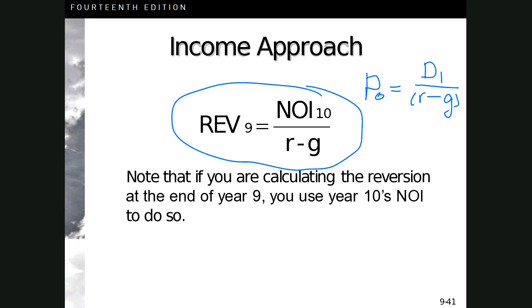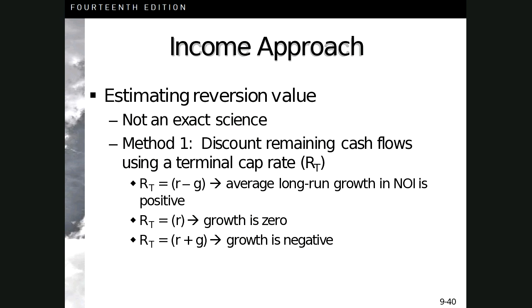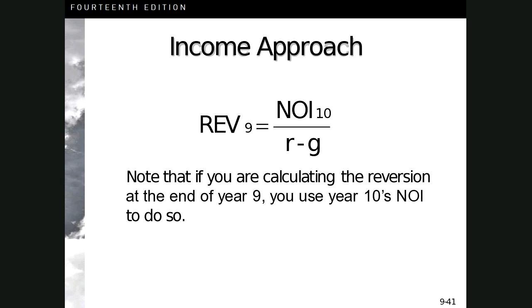I just wonder. Okay, so note that if you're calculating the reversion at the end of year 9, you use year 10's net operating income to do this. So this is one way, actually not an exact science, but this is one way to calculate the reversion value. Okay, yep, somewhat familiar.